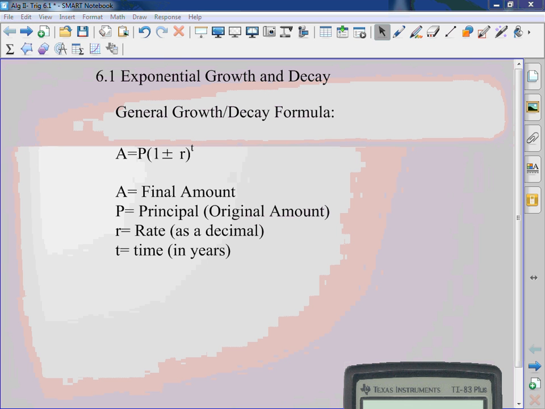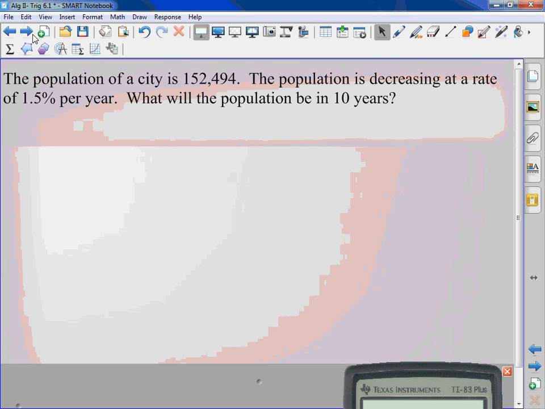Your mistake's not going to be the plus and minus. Your mistake is probably going to be the R. And I'll show you where. Our first problem. The population of a city is 152,494. The population is decreasing at a rate of 1.5% per year. What would the population be in 10 years?